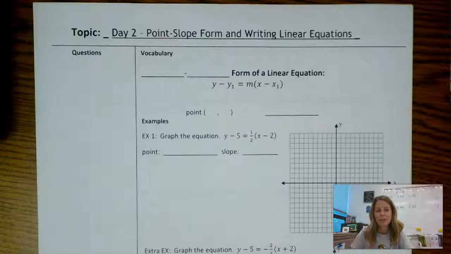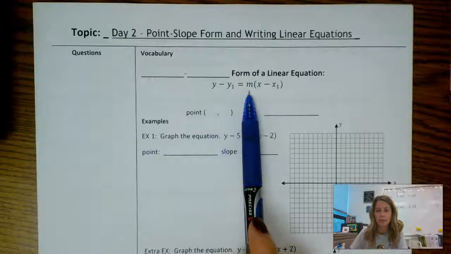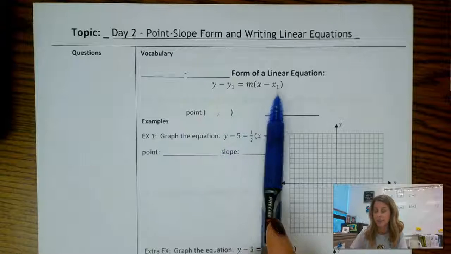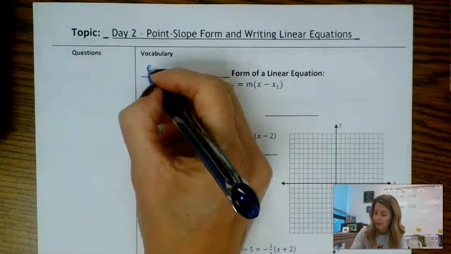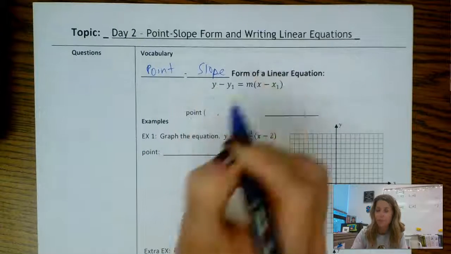Hi. Today we're going to move on to our second day of our Unit 3. We're going to talk about point slope form and writing linear equations. So what you see in front of you, this equation right here, y minus y1 equals m times x minus x1, is called point slope. So let's add that in to these two blanks.